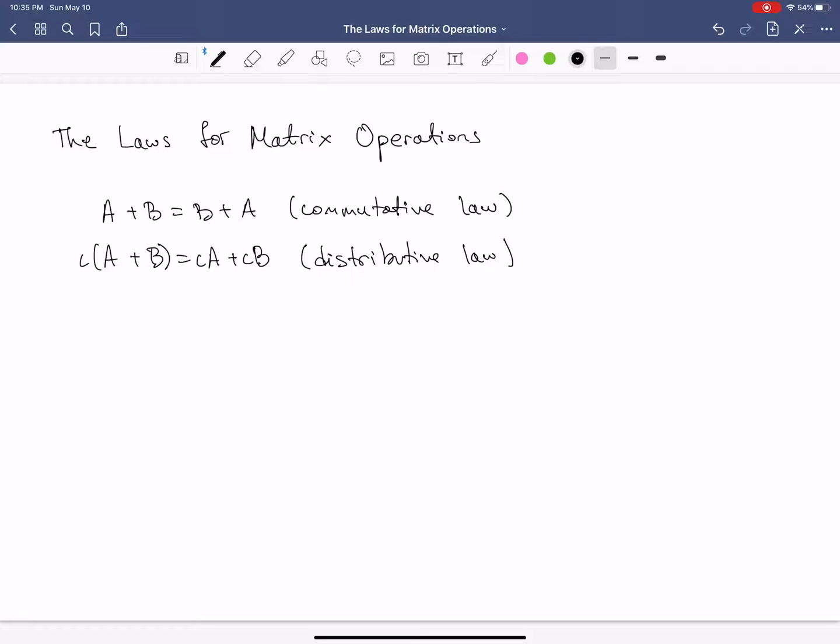Finally, we have the associative law. So addition is a binary operation. It tells us how to add two things. But what happens if we want to add three things? Well, we can't add three things all at once, so we have to decide which two matrices to add first. What the associative law tells us is that the order in which we group the additions is not important. We could add first the matrices B plus C and then add that sum to A, or we could first choose to add A plus B and then add that result to C. The answer would be the same.